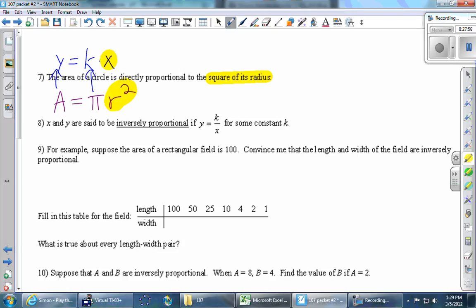Okay, new phrase, very similar equation. Y varies directly, or y is directly proportional to x, means y equals k times x. Inversely proportional, y equals k over x. One of them is k times, one of them is k over. Outside of that, they're the same. Let's go to number 9, Joe.